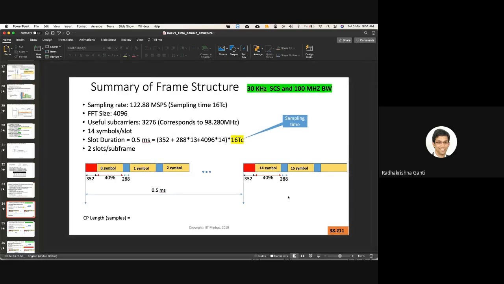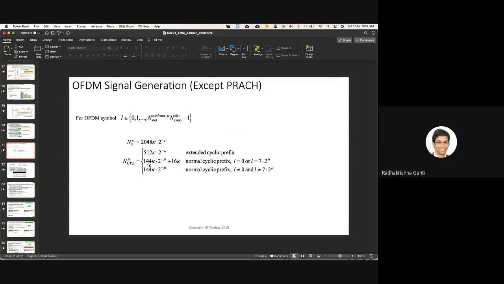I'm drawing this for 30 kilohertz subcarrier spacing and 100 megahertz bandwidth. Remember, for 30 kilohertz subcarrier spacing, one slot is 0.5 milliseconds, and there are 2 slots per subframe. The sampling rate is 122.88 megasamples per second. There is 16 TC. FFT size is 4096. The maximum number of useful subcarriers was 3276, that is 273 resource blocks. Let's compute this formula in terms of TC.